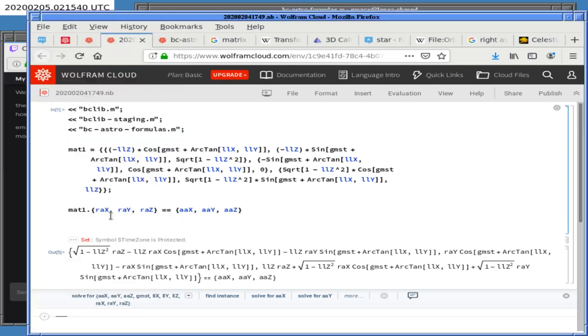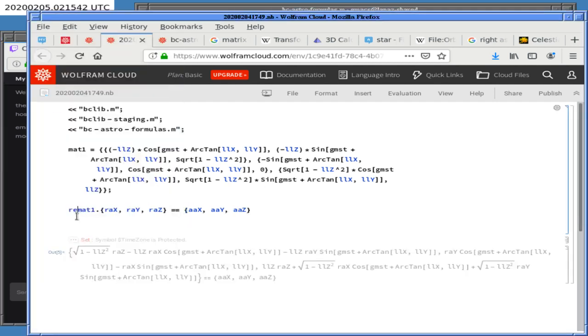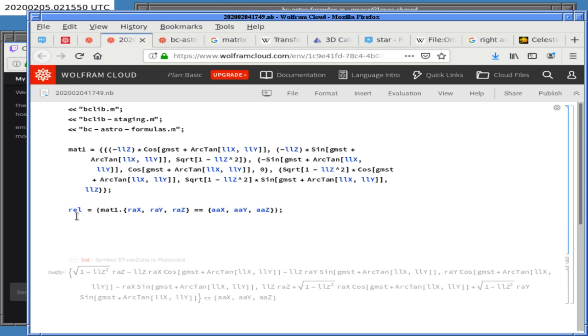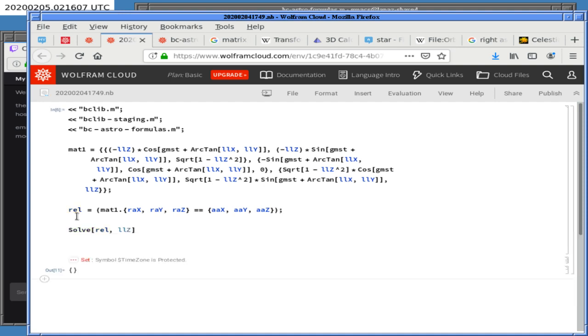This is the same as what we had before in spherical terms. So this is the relation between right ascension and declination, latitude, longitude, and azimuth altitude, given as a rectangular relationship. So the question is, I don't know the answer to this, what if we wanted to get the latitude? Can we solve this relation for LLZ? And the answer is no. That's not cool. Hang on one second here.